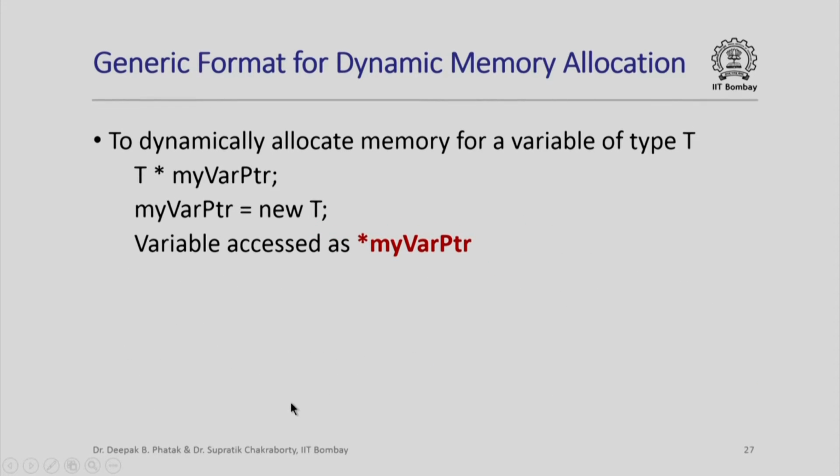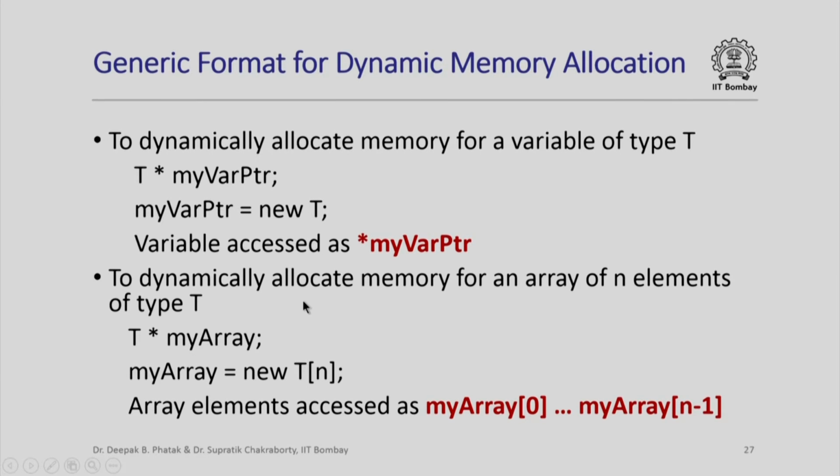So the generic format for dynamic memory allocation is something like this. To dynamically allocate memory for a variable of type t, I declare a variable which is a pointer to t, and then I assign it the address that is returned by new t. So I am saying give me space for a new variable of type t, and the address of that is going to be of type t star, and that is going to be assigned to my_var. How am I going to access the variable? This is using our usual star operator, the content-of operator. We access it as star my_var.